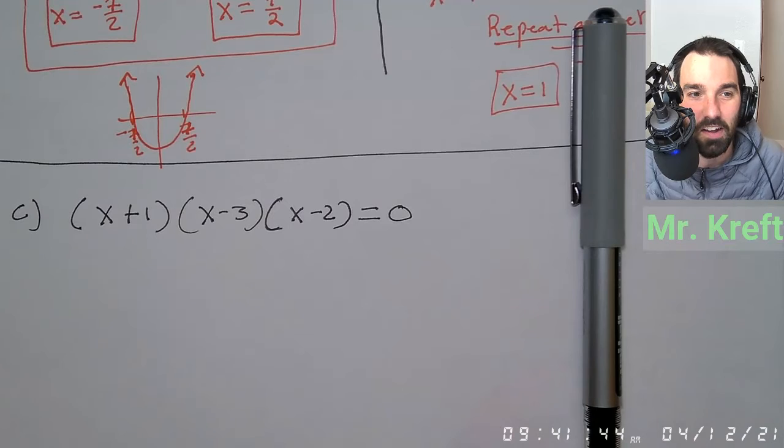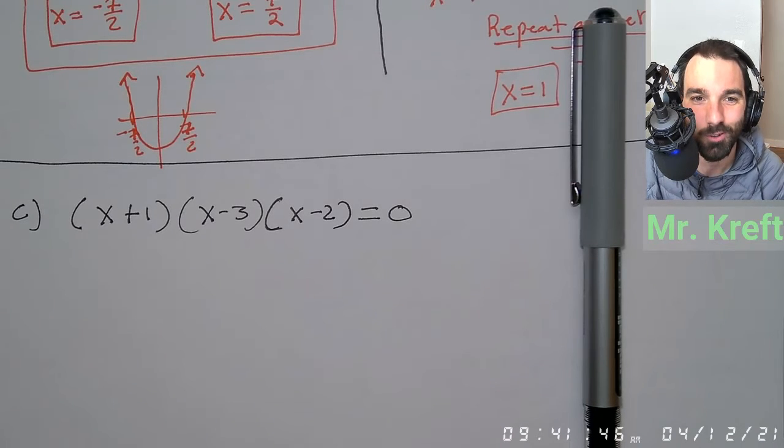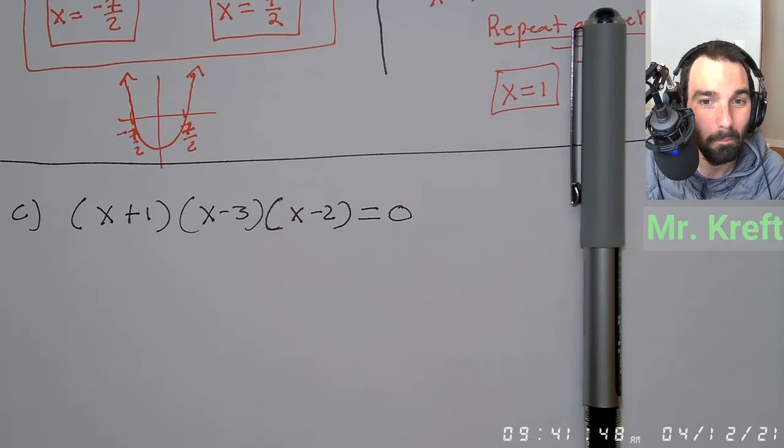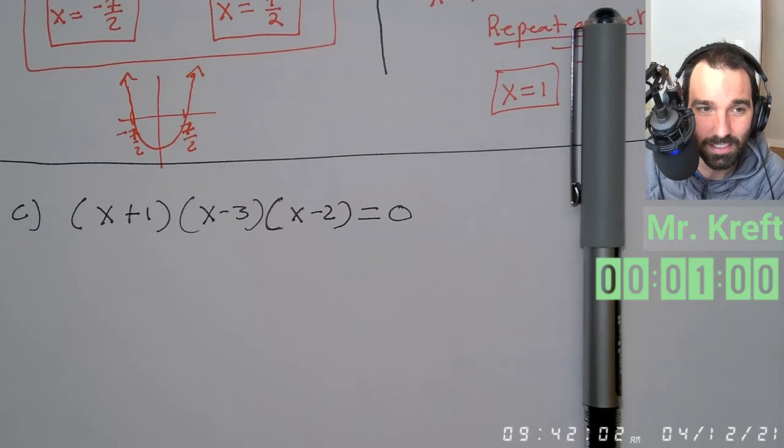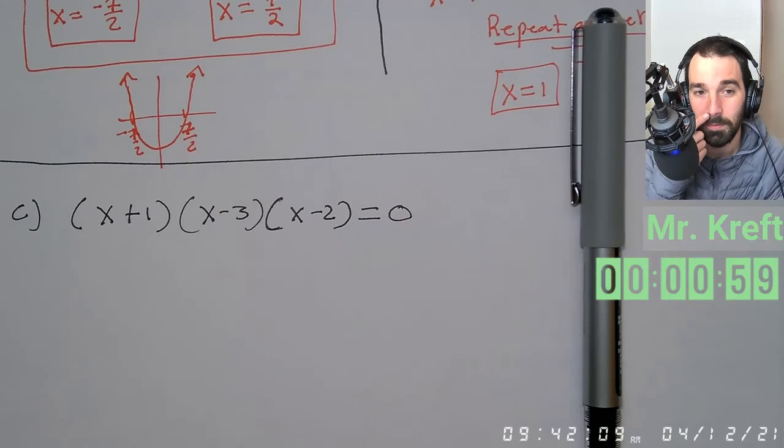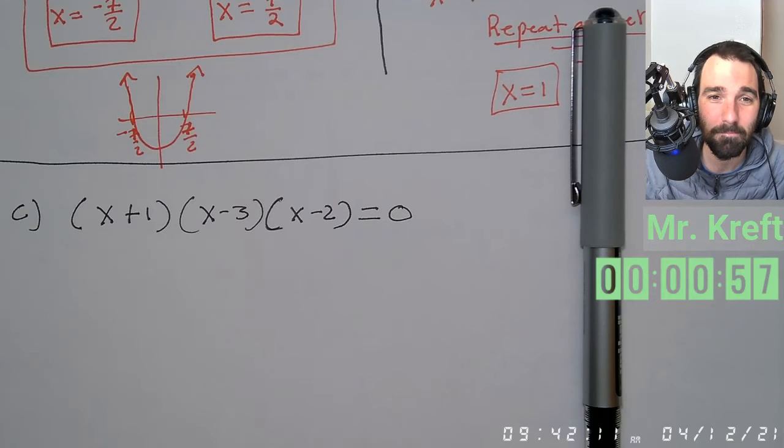Okay, and to give you a hint on this one, how many answers do you think there will be? So think about this one. This time we have 3 things multiplying to get 0, right? So 1 or all of them could be 0. We're going to solve it just like we would if there were 2. So give this a try. See what you get.